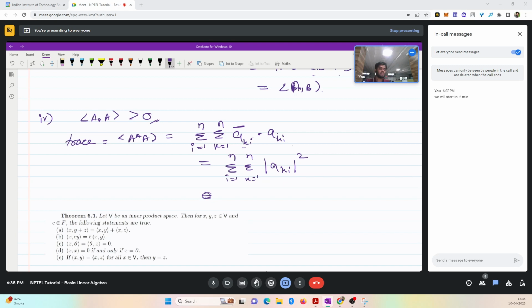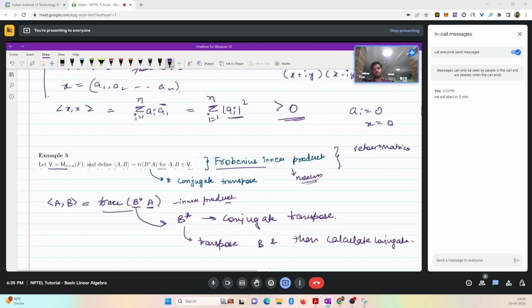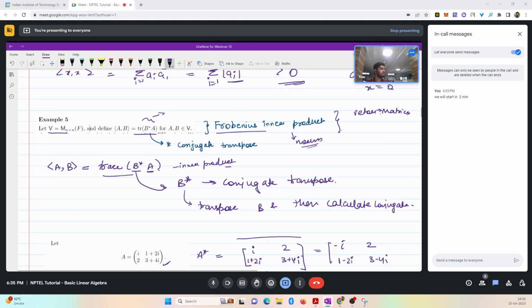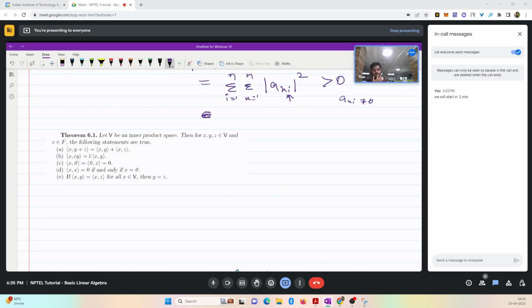So again, if not all terms of A_ik are 0, then this summation of positive numbers should be greater than 0. Okay. So this way we prove all 4 properties, and we can infer that this particular thing that we have defined, that is trace of B conjugate A, is indeed an inner product space, and this is called the Frobenius inner product. Okay. Any doubt till now? Okay.